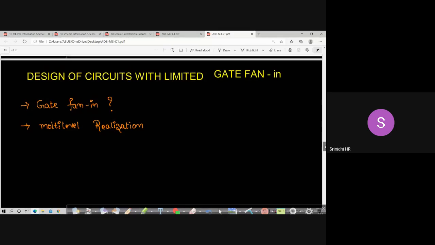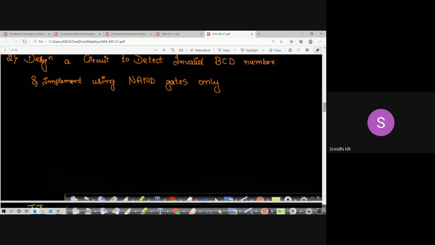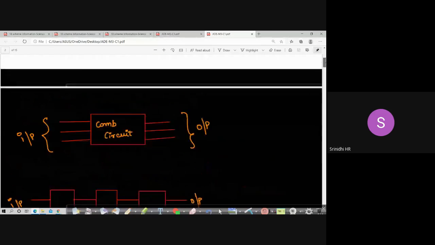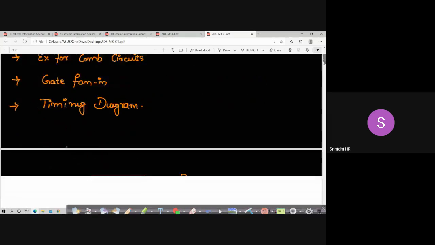So let's come back. Having this as a prerequisite, as an introduction to your combinational circuit, we shall go back and see the first agenda of today's session. We just learned the difference between sequential and combinational circuits, and an example of a combinational circuit is done. Let's take up the concept of gate fan-in and timing diagram.